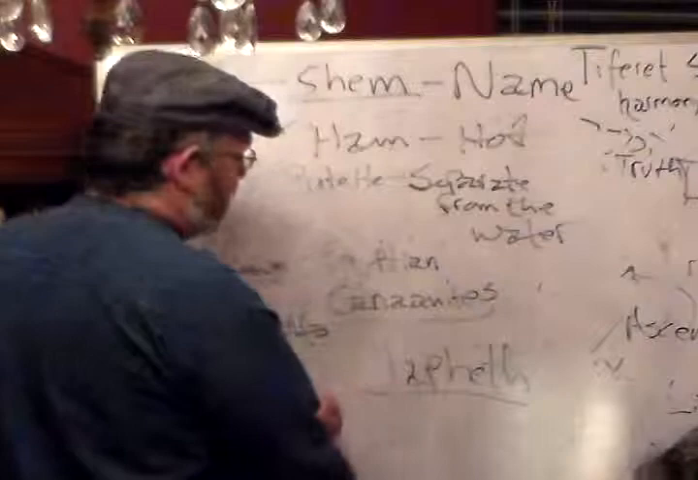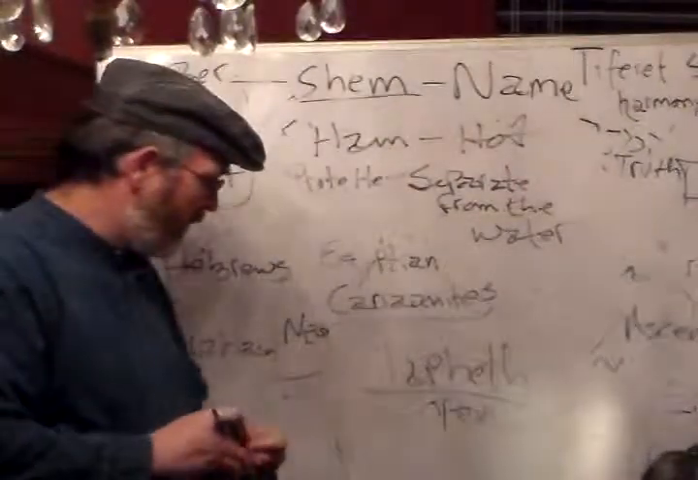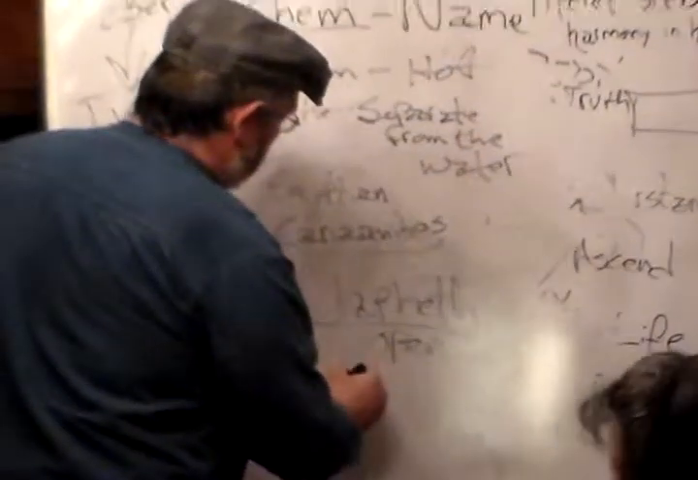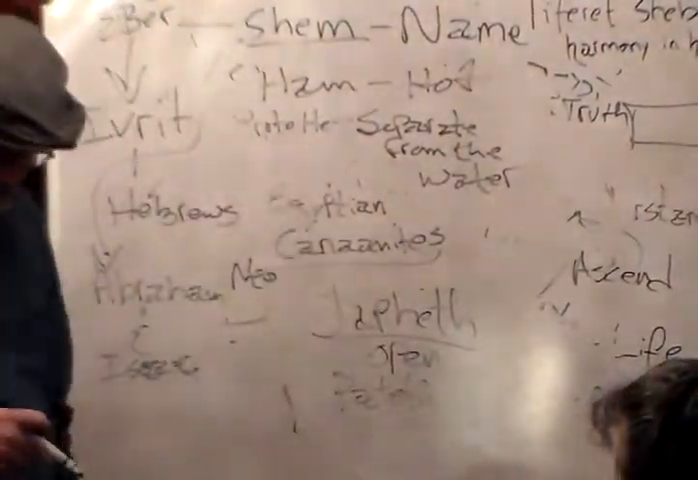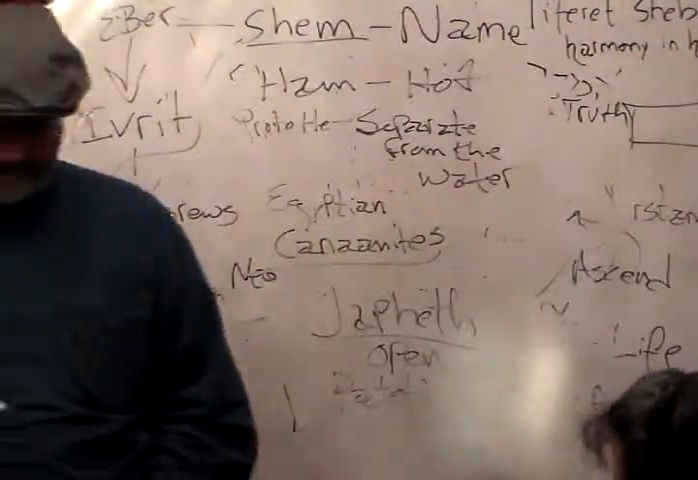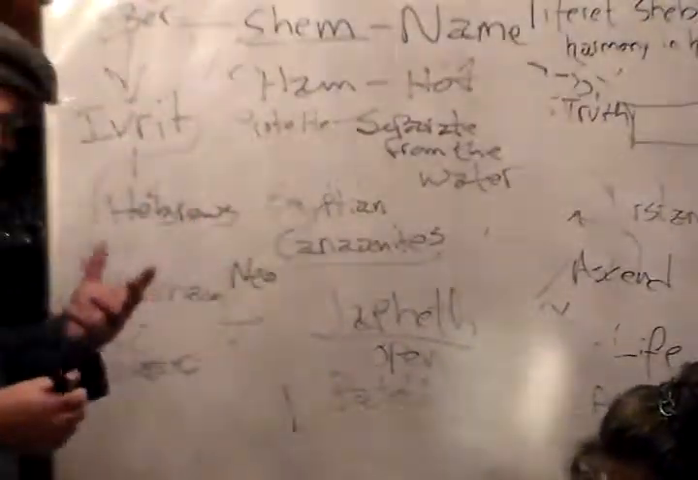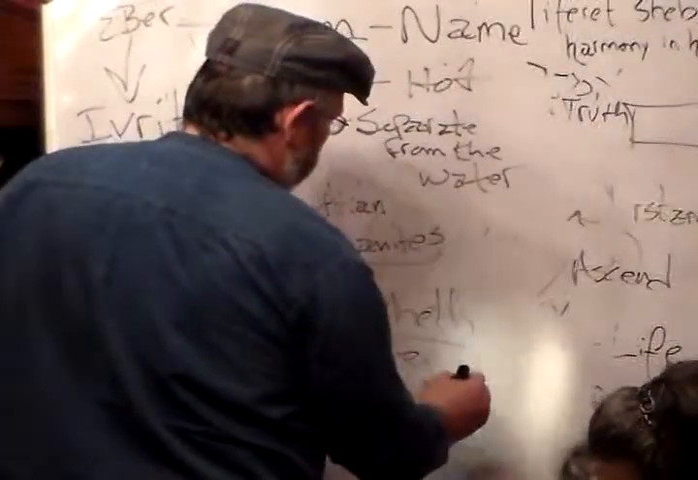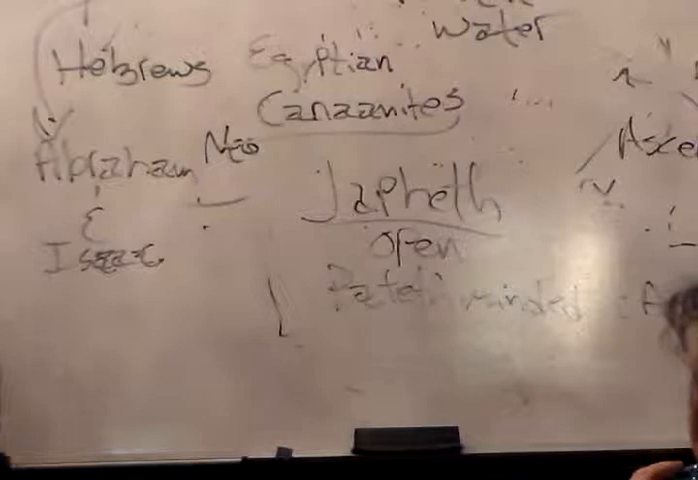Which takes us to the next son, Japheth. Japheth means open. Means open. Japheth comes from a root, I think it's pateth, that means to be open-minded. Okay? But open-minded leads to something else. What happens if we have an open mind? It comes from another root that means to entice, deceive, delude.